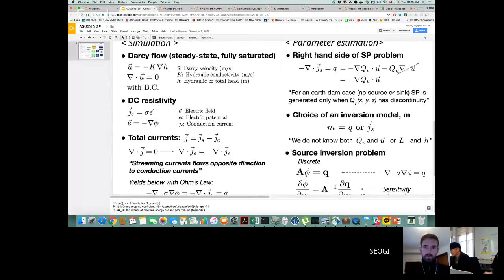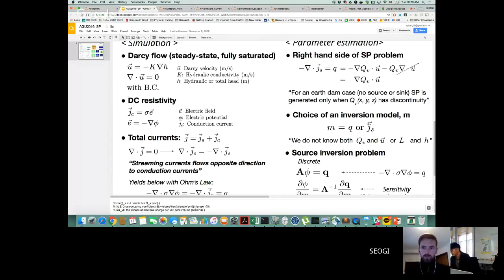And then we know if you don't have any fluid source, the divergence of U should be zero. So for instance, in this earth dam problem, except for your boundary, U is always continuous, so that is usually zero in our domain of interest, and this will be zero. So what actually generates your signal is the difference of this QV in the domain. If your material has different QV in the domain, that discontinuity generates the SP signal.